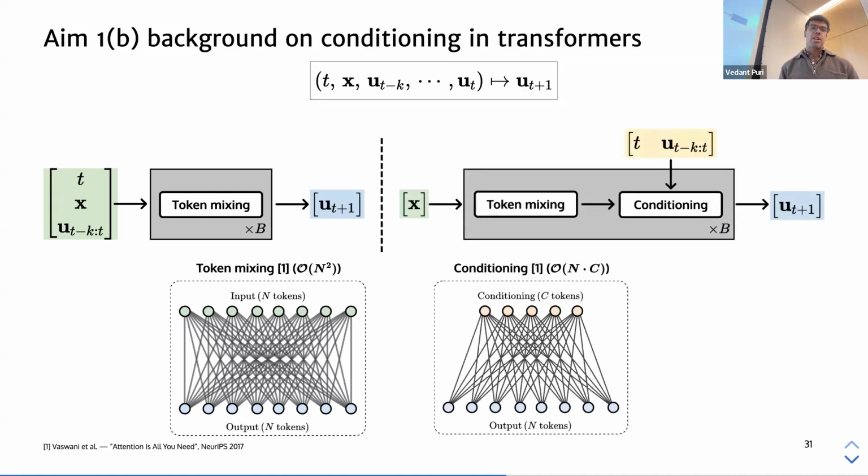Alternatively, what many people have started working on is to learn a conditioning mechanism along with a token mixing or self-attention mechanism. What this conditioning mechanism allows you to do is to update your hidden state based on the conditioning information, in this case being time and the previous time steps. Now, the issue with the right-hand side is that you cannot mix token mixing or self-attention and conditioning. They have to be separate blocks.